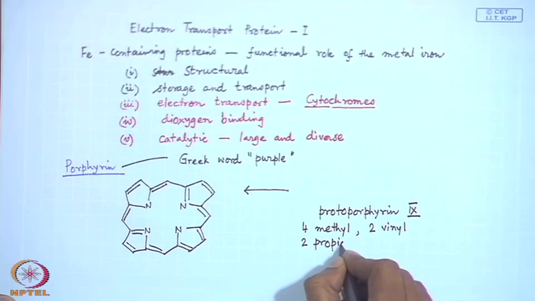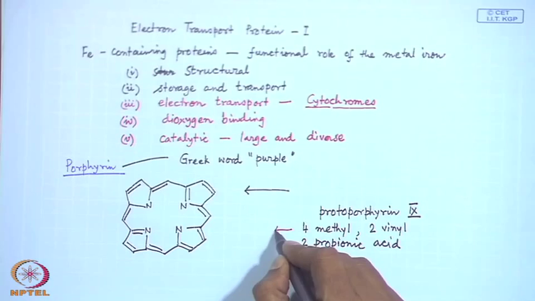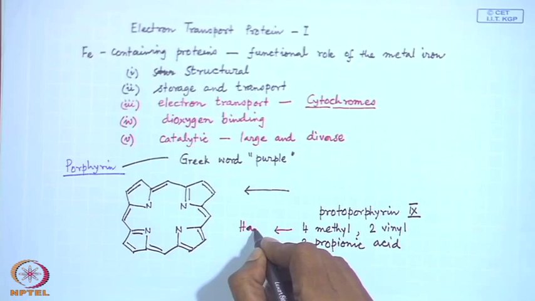you should remember a little bit what the different substitutions are, because these substitutions play an important role when we talk about heme proteins, or heme B protein, in hemoglobin and myoglobin and the cytochromes. So when we have these substitutions, we get a heme B molecule.